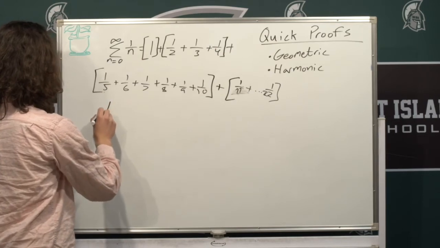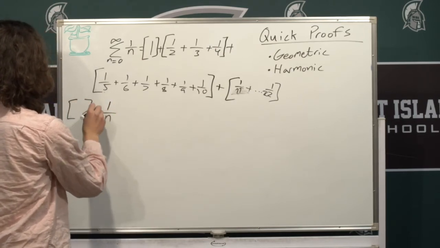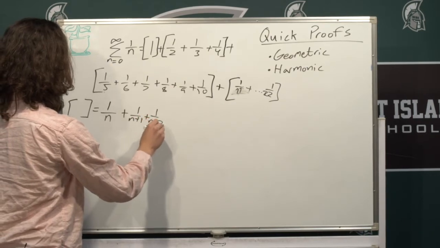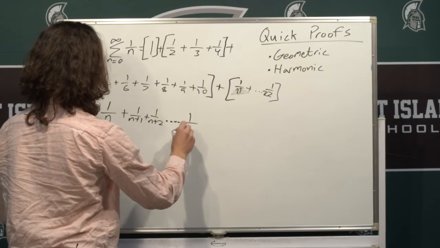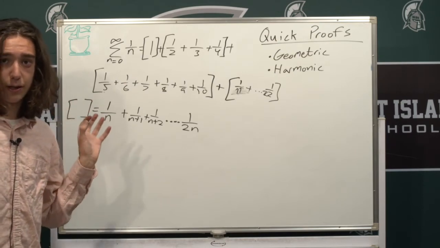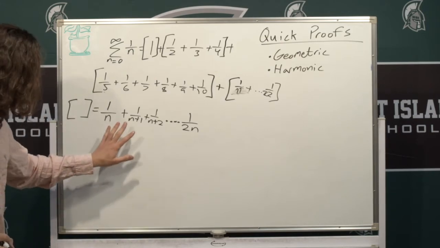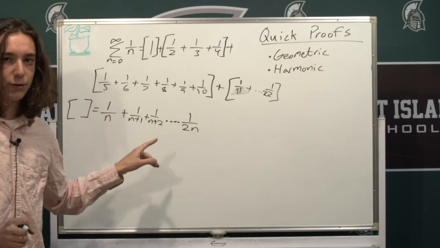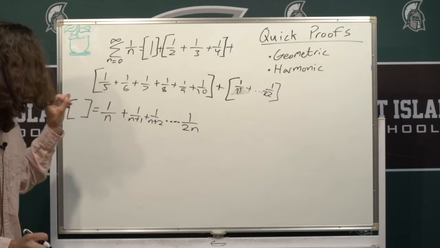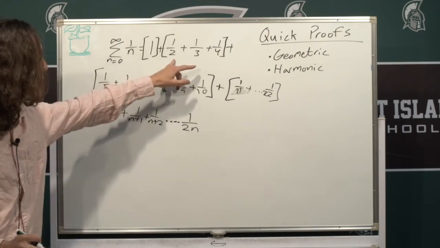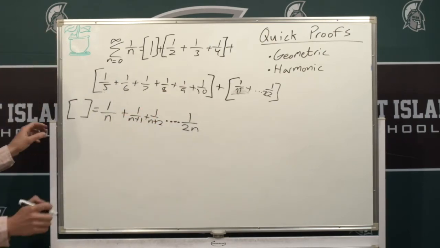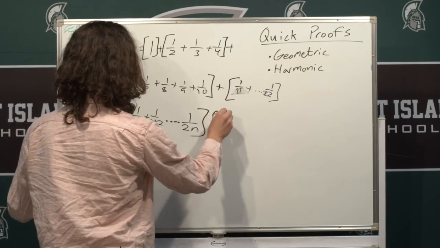And each of these boxes can be written as 1 over n plus 1 over n plus 1 plus 1 over n plus 2, dot, dot, dot, all the way to 1 over 2n. And now you get a little bit silly. How many terms are in this list? Well, since we're going from n to 2n, there are n plus 1 terms within this box. Because in the 2 box, we have 3 terms. In the 5 box, we have 1, 2, 3, 4, 5, 6 terms. And so there are always n plus 1 terms.